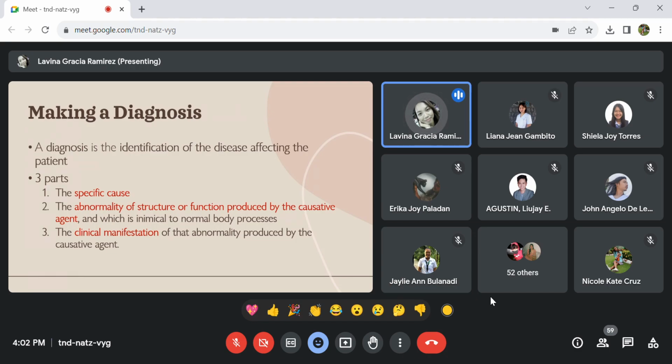And of course, the next one is the abnormality of structure and function produced by the causative agents, which can cause problems in the normal body processes. So in this diagnosis, the specificity of the cause should be known, and then how you describe the abnormality of the structure and function produced by these agents. And of course its manifestation.